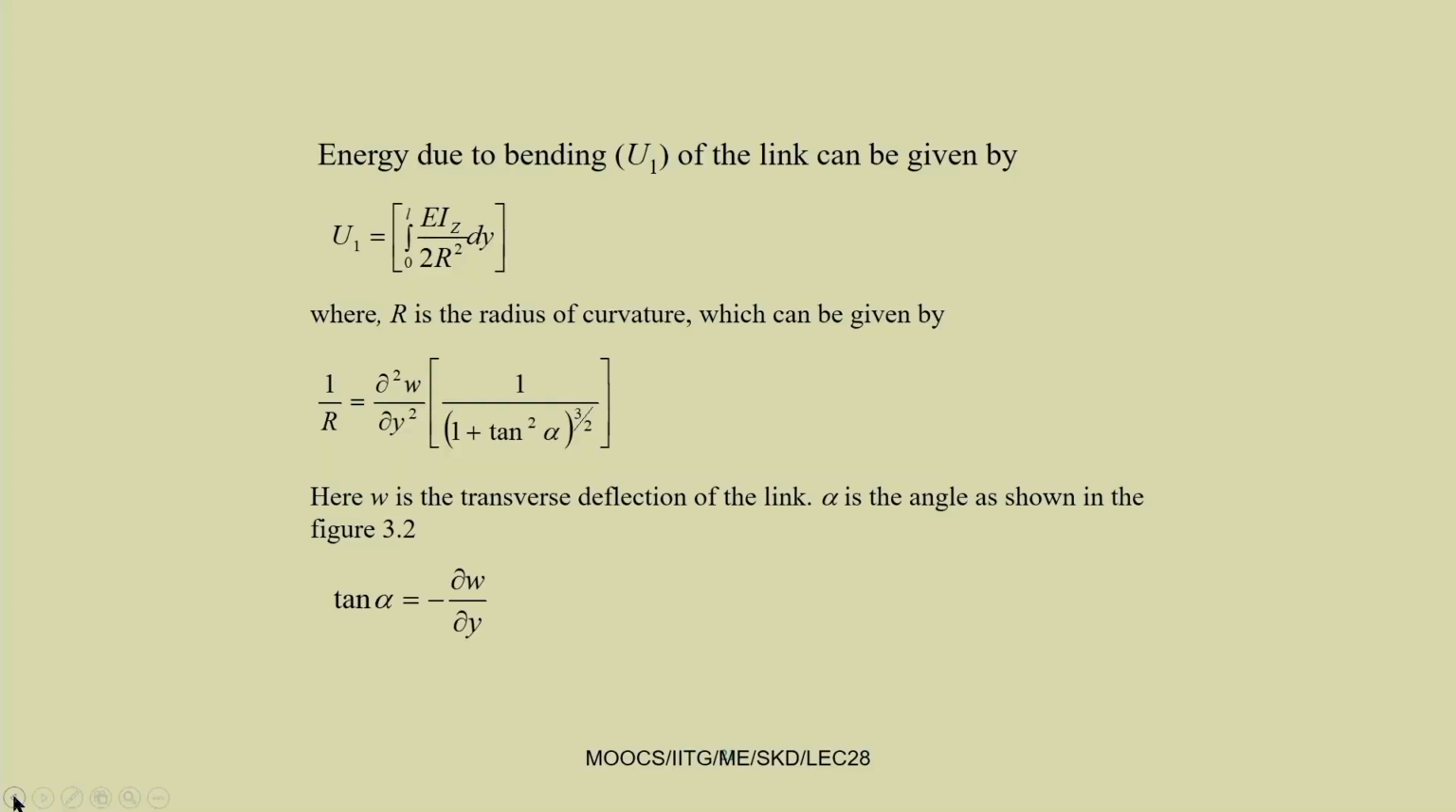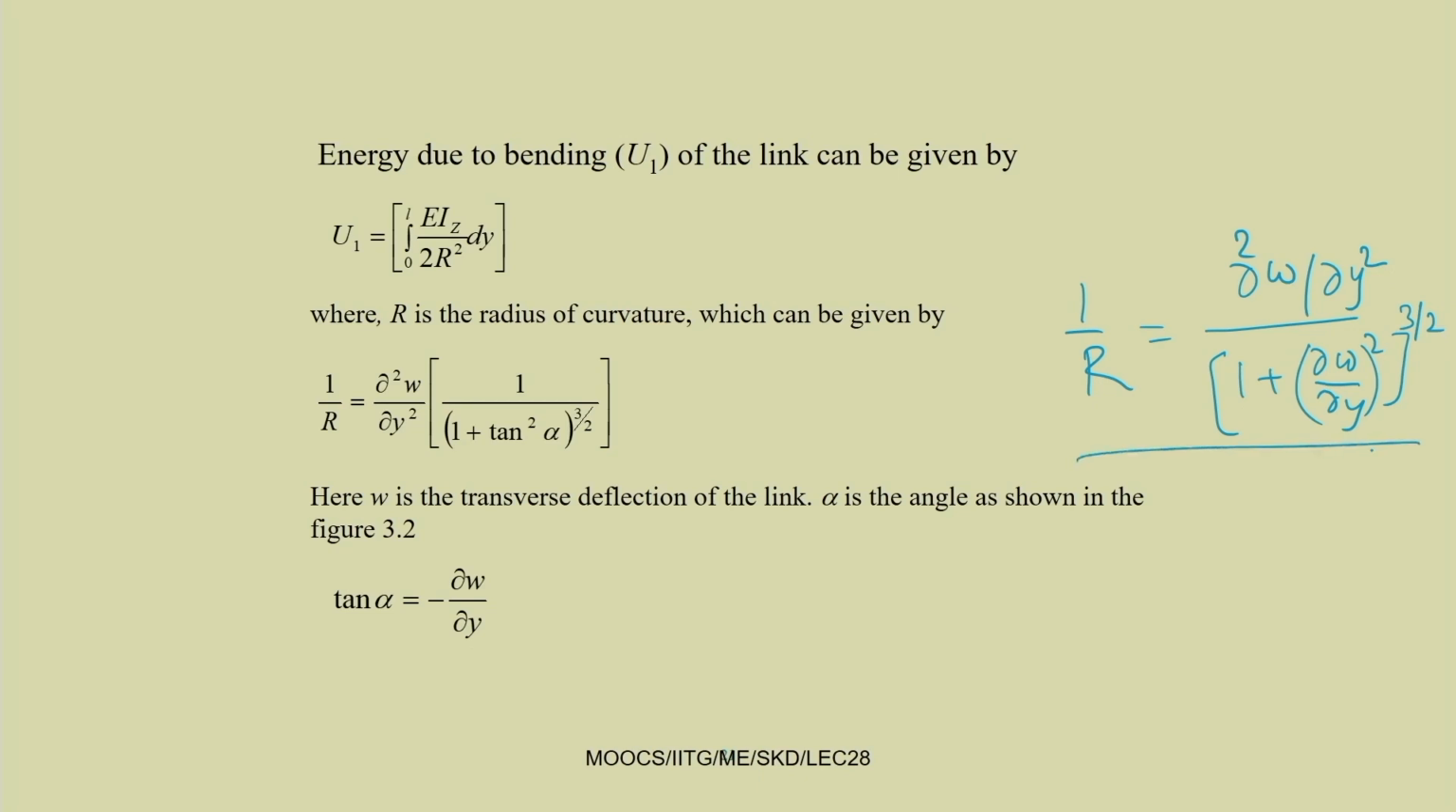This way we can find 1 by r. Already you know 1 by r equal to del square w by del y square into 1 by (1 plus tan square alpha) to the power 3 by 2, or you can recall these things, 1 by r in case of bending. So, 1 by r equal to del square w by del y square, where w is the deflection and we are taking this along the y direction, divided by 1 plus (del w by del y) whole square to the power 3 by 2. This is the expression for curvature that you have seen from calculus. So, it can be written this way.